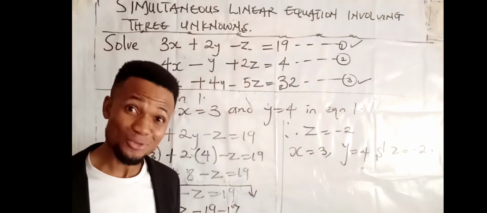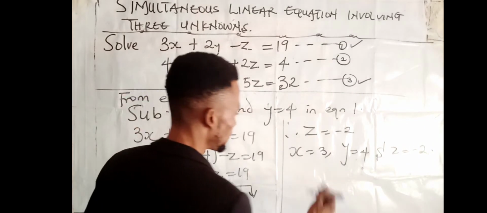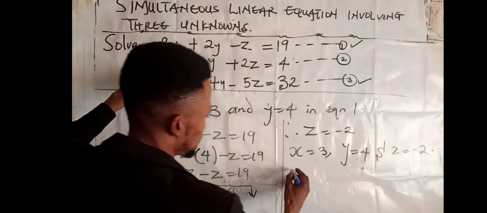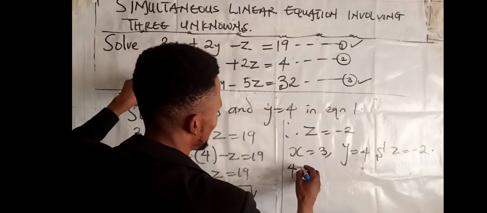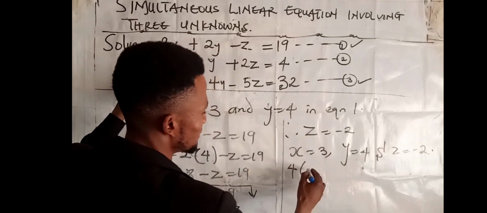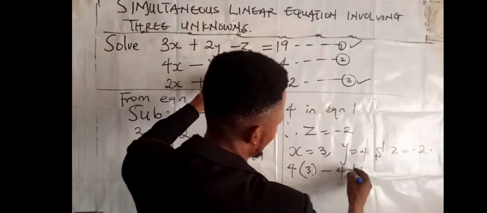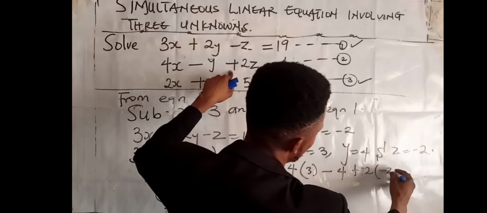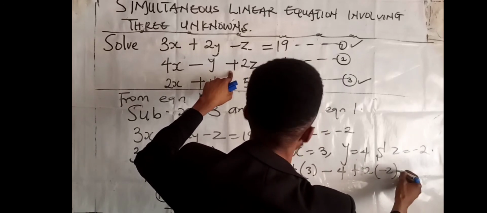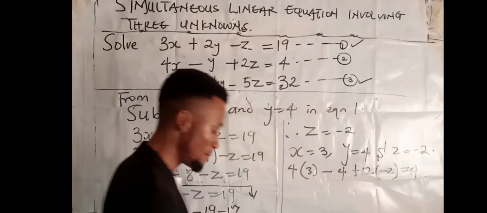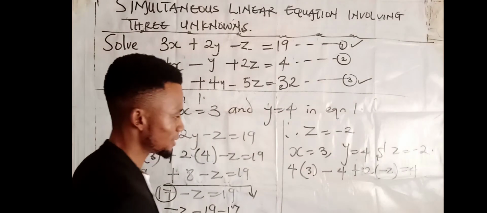So here, I love mathematics for something. We can prove our answer. Now, let's prove using any of the equations. Let me pick equation 2 to prove. This is 4 into your x is 3 minus your y is 4 plus 2 into my z is minus 2 is equal to 4. If I solve this and it equates to 4, that makes my answer correct.